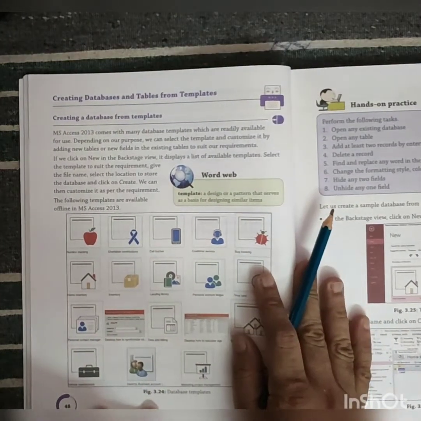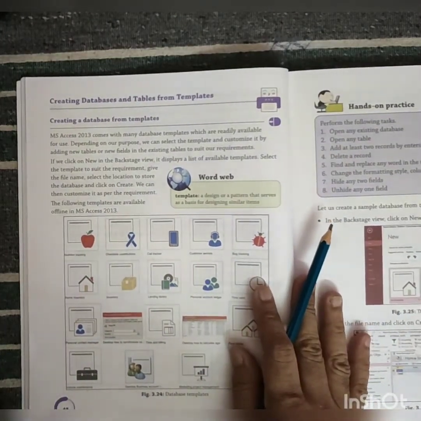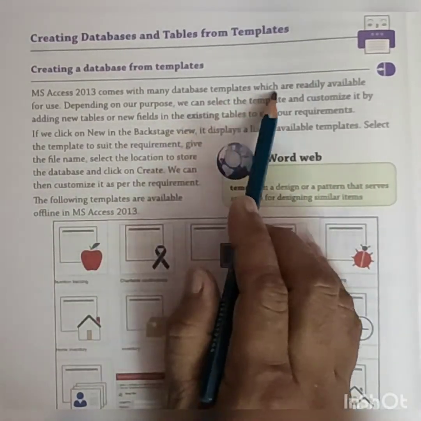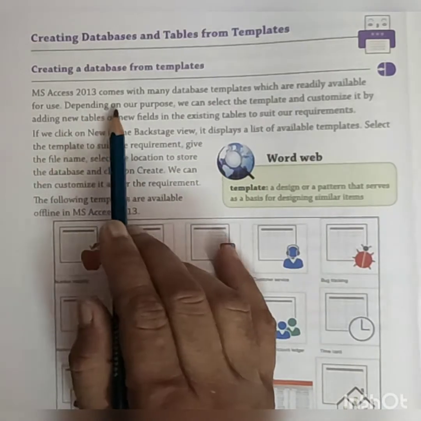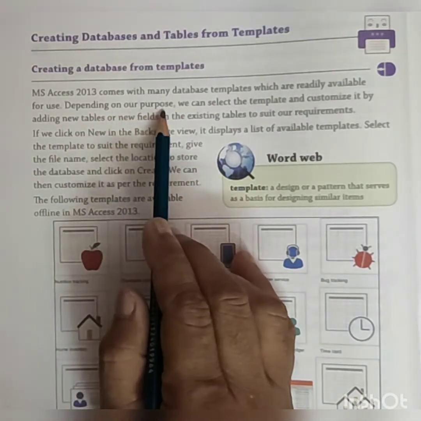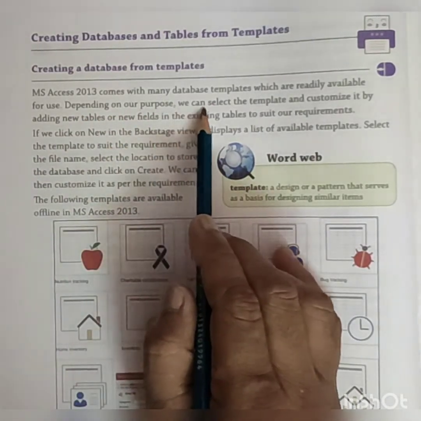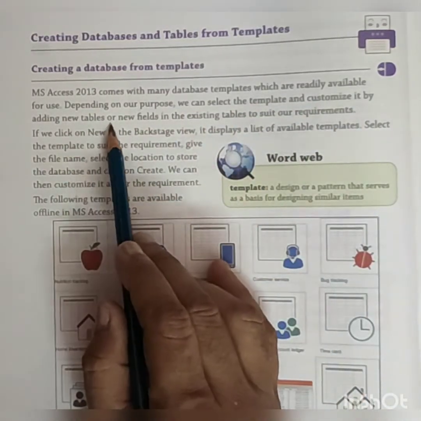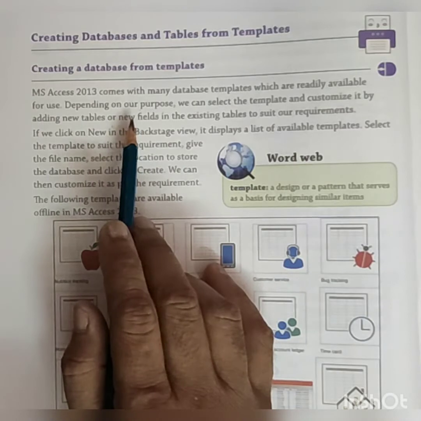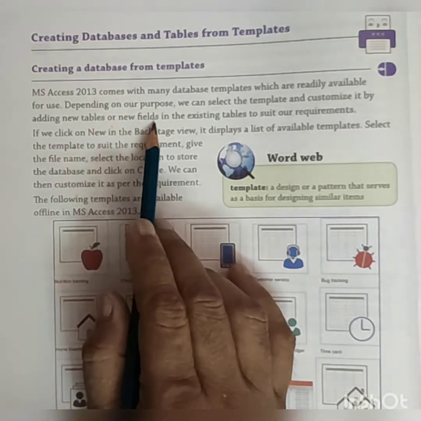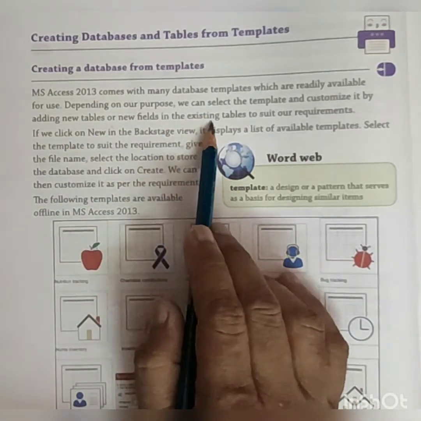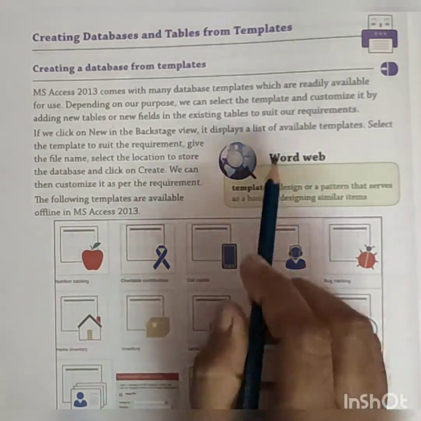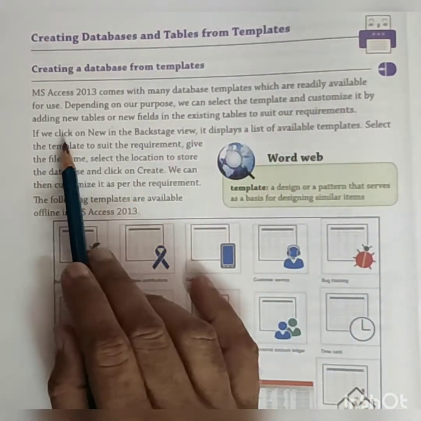Now what is given, I will just read out and explain. So many templates are readily available for the user depending on our purpose. We can select the template and customize it by adding new tables. So we can customize it by adding tables or by adding new fields in the existing tables. So we can update it in our own way based on our suitability and our requirement.